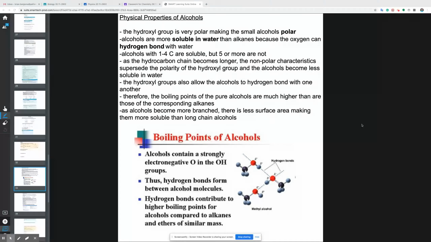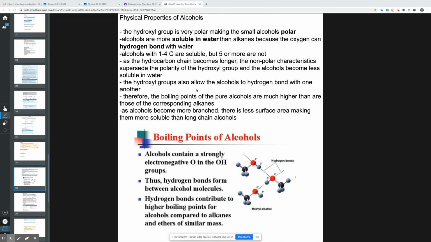So alcohols with 1 to 4 carbons are soluble, but if they have 5 or more, they become not soluble because the non-polar properties take over. So as a hydrocarbon chain becomes longer, the non-polar characteristics supersede the polarity of the hydroxyl group, and the alcohols become less soluble in water.